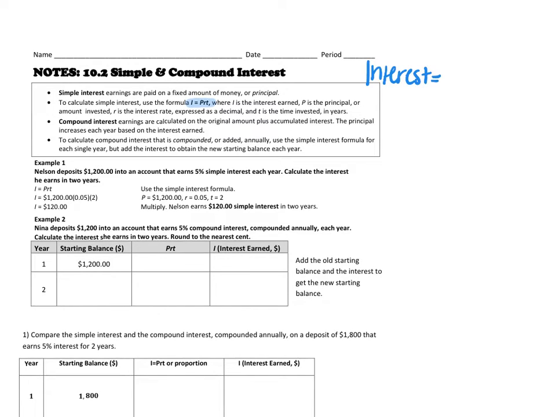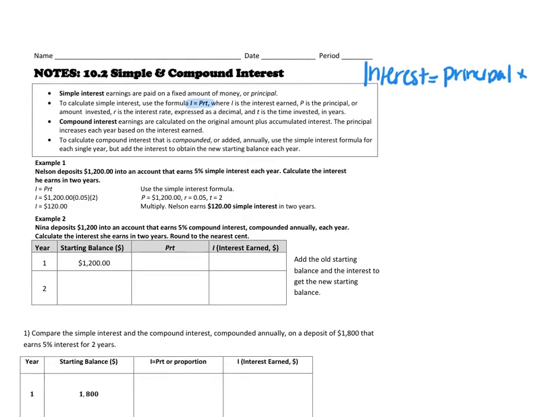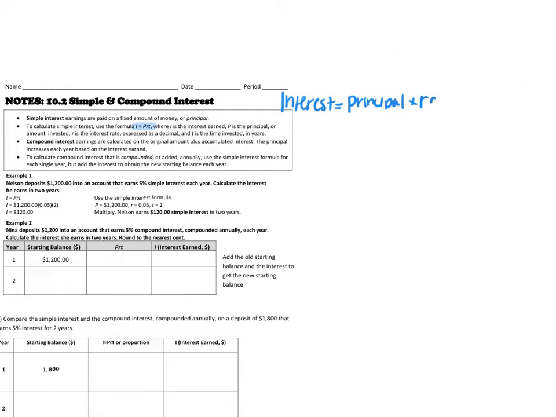It says where I is the interest earned. So I'm gonna write out to the side, and I think you have room out to the side. Really, it's saying interest equals principal times rate times time. And the time on something like that is always measured in years. If it says months, we need to convert it to a decimal or a fraction. So principal times rate times time equals interest.